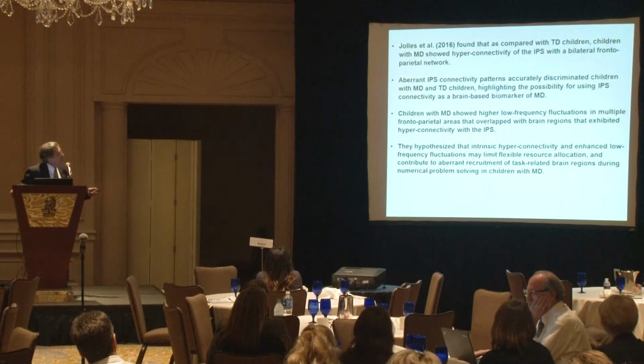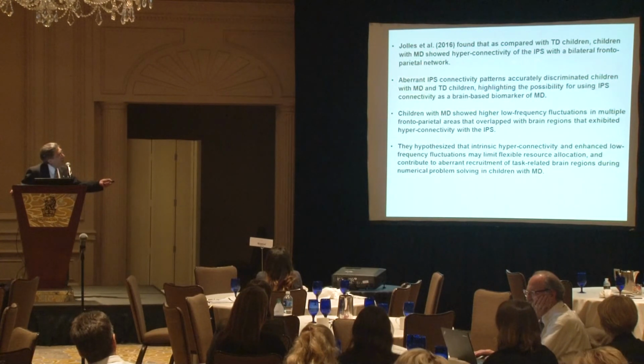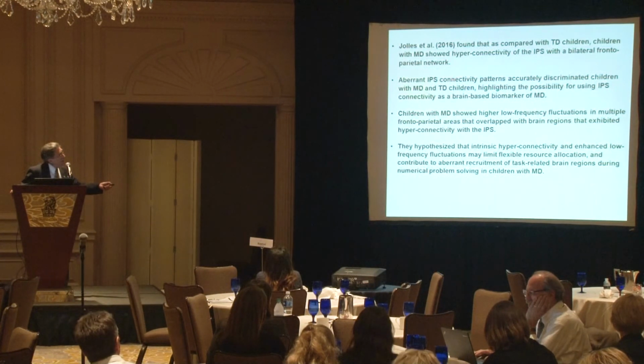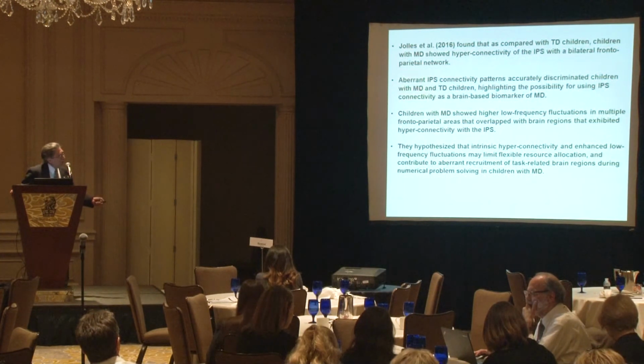Recently, Vinod Menon and colleagues have shown that as compared to typically developing children, children with mathematical disabilities showed hyperconnectivity of the IPS with this bilateral frontal parietal network. And the aberrant connectivity patterns actually accurately discriminated MD and TD children. So what's intriguing about this is it might provide the possibility of using the IPS connectivity as a brain-based biomarker of mathematical disabilities. And they hypothesized that increased hyperconnectivity, that's mostly what I'm focusing on here, may limit flexible resource allocation, contribute to aberrant recruitment of task-related brain regions during numerical problem solving in children with MD.